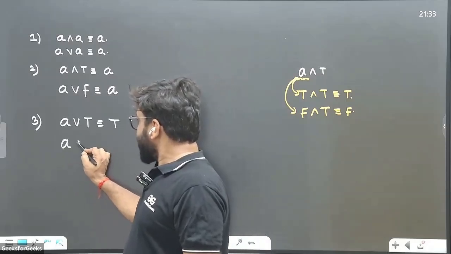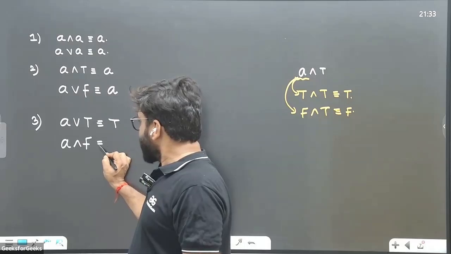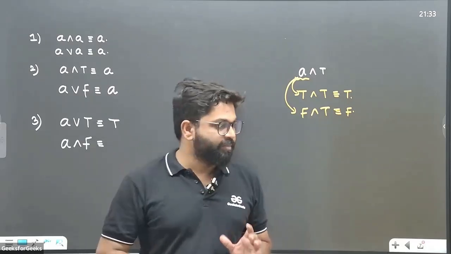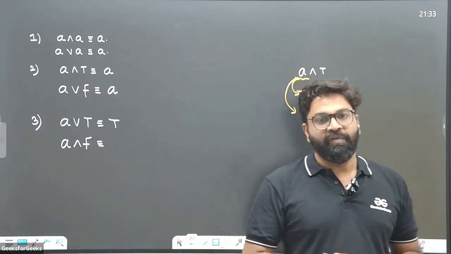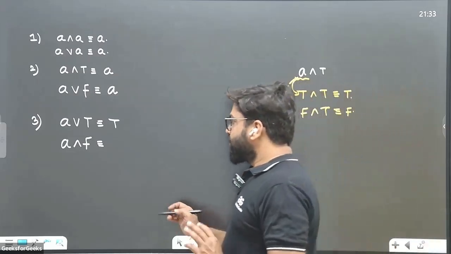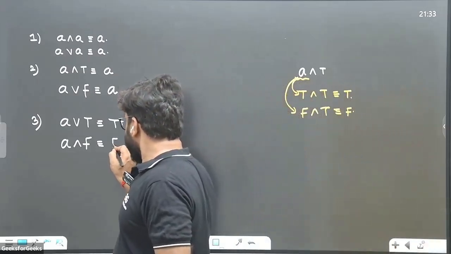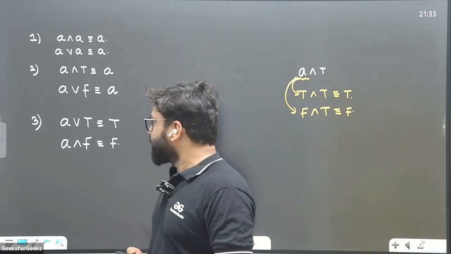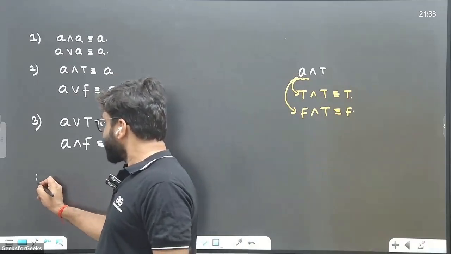Now if I write A and false, then what will happen? AND hates false, and everybody knows this. So I can easily say that the whole statement will become what? The whole statement will become false. So this is nothing but related to this.